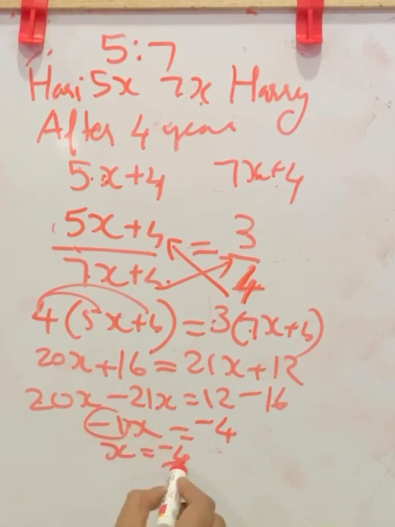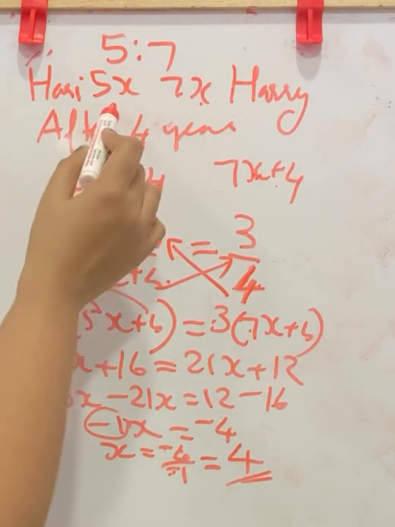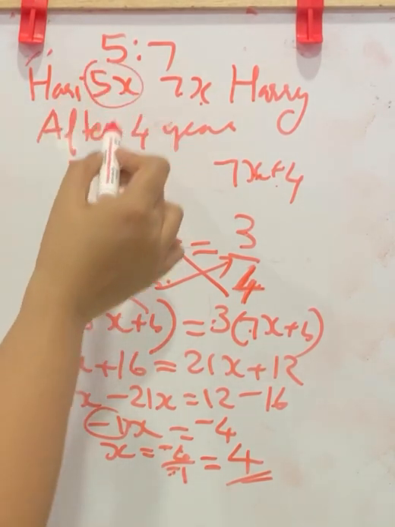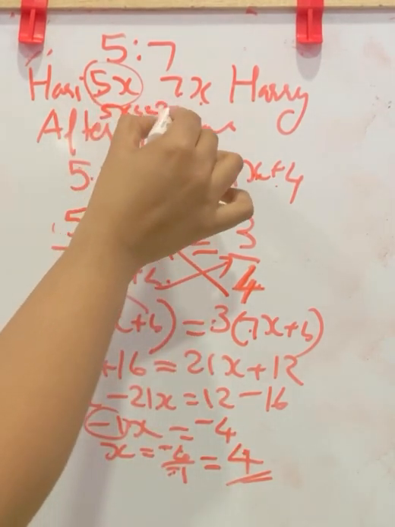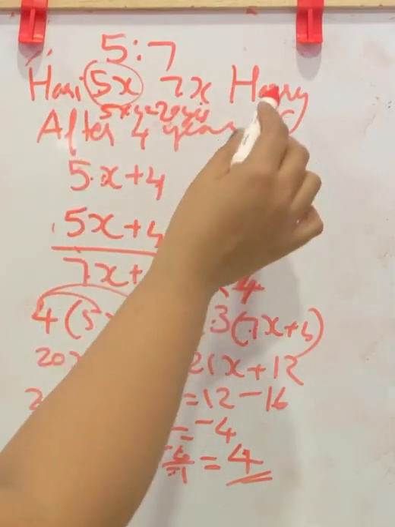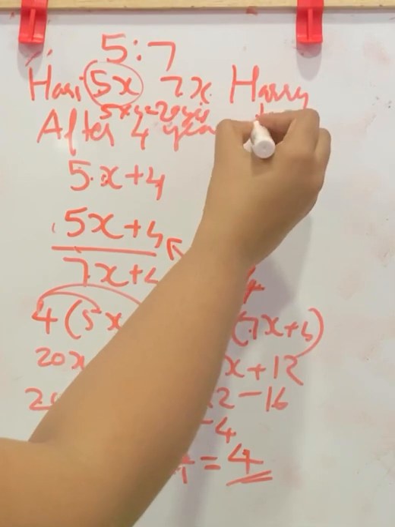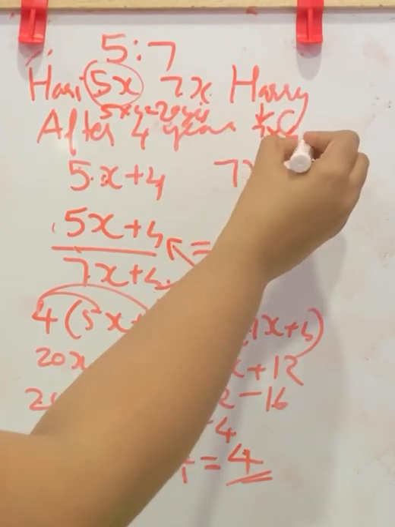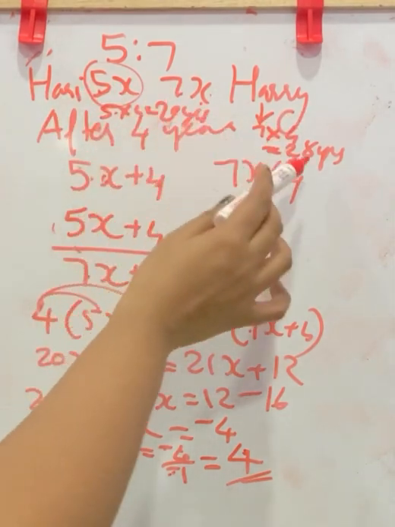Taking this negative 1 to RHS, it becomes by negative 1. Negative by negative, result will be positive. Now 4 by 1, result is 4. So x is 4. Now what are their present ages? We took the age of Hari as 5x. That is 5 into 4. 5 into 4 is 20 years. Hari is 20 years. Harry is 7 into 4, that is 28 years. These are the present ages of Hari and Harry, 20 years and 28 years.